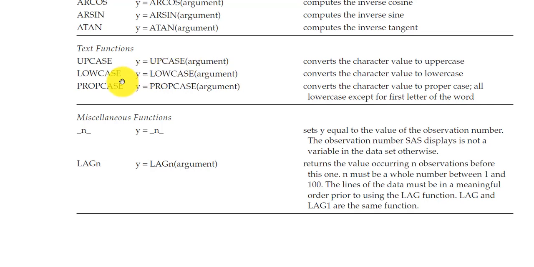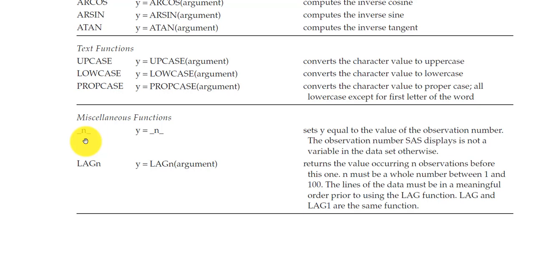Likewise, there's a lowercase function, or proper case, where the first word is uppercase and the rest of the word is in lowercase. There's miscellaneous things that I find helpful, and some of the programming I do is this underscore in underscore. It recovers the observation number. So remember, when we do a proc print, we see an observation number there.